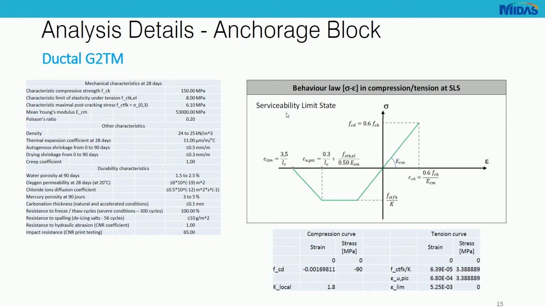The stress-strain curve used for the behavior of the material was the one used at SLS. So, considering the material properties, we have calculated the stress and the strains for defining the curve. We have here the details used for the compression curve and for the tension curve. And as this is a local analysis, a K factor of 1.8 is needed, but this is also to be checked with tests. But for the purpose of this webinar, we have used a K local of 1.8.